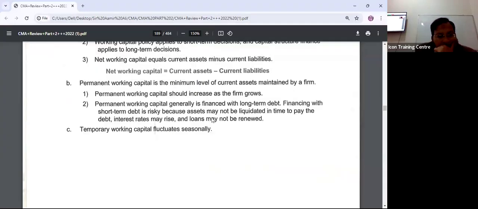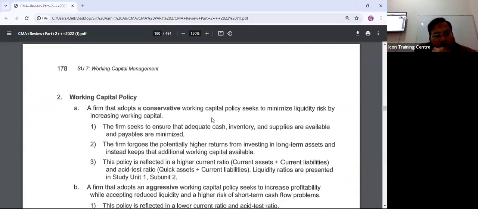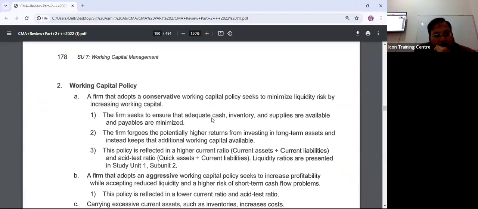Now you have working capital policy. A firm that adopts a conservative working capital policy seeks to minimize liquidity risk. This is the conservative approach. You are just taking care of your liquidity and always increasing your current assets to be on the safer side.